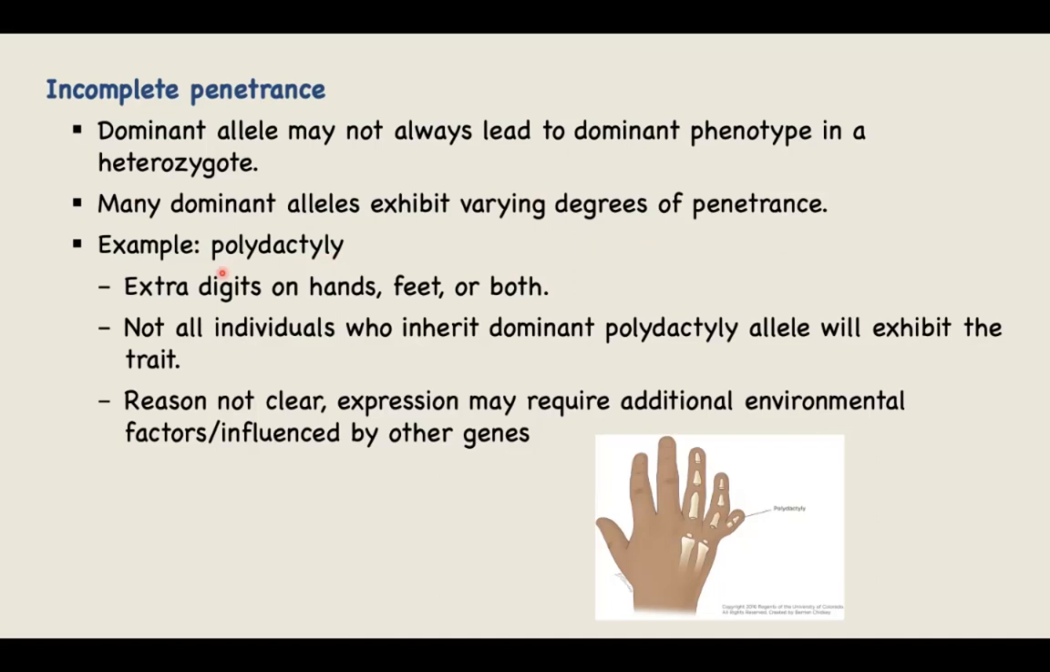You ada 6 fingers. Ada another one dekat sini. Extra digit on the hands, on the feet or both. Okay, so not all individuals who inherit dominant polydactyl allele will exhibit this trait. Tak semestinya. Okay, contohnya dia ada dia punya allele dia T besar T kecil tadi. Walaupun dia is a T besar T kecil, ada yang akan express the phenotype, ada yang tak. Okay, reason for this is still not clear. So expression may require additional environmental factors or influenced by other gene. The research is still going on incomplete penetrance. Kenapa jadinya incomplete penetrance? Walaupun dia ada dominant phenotype, tapi sometimes dia tak exhibit the dominant punya trait. Okay.